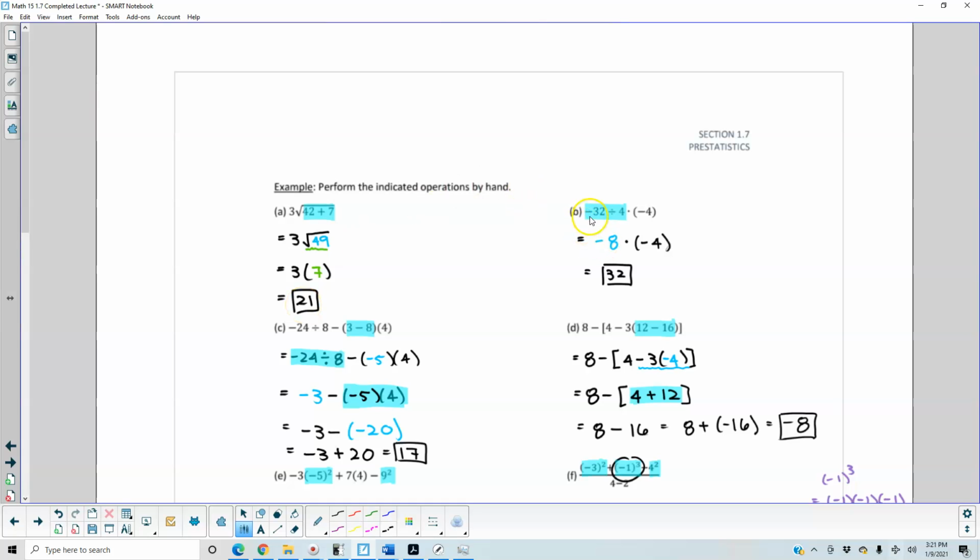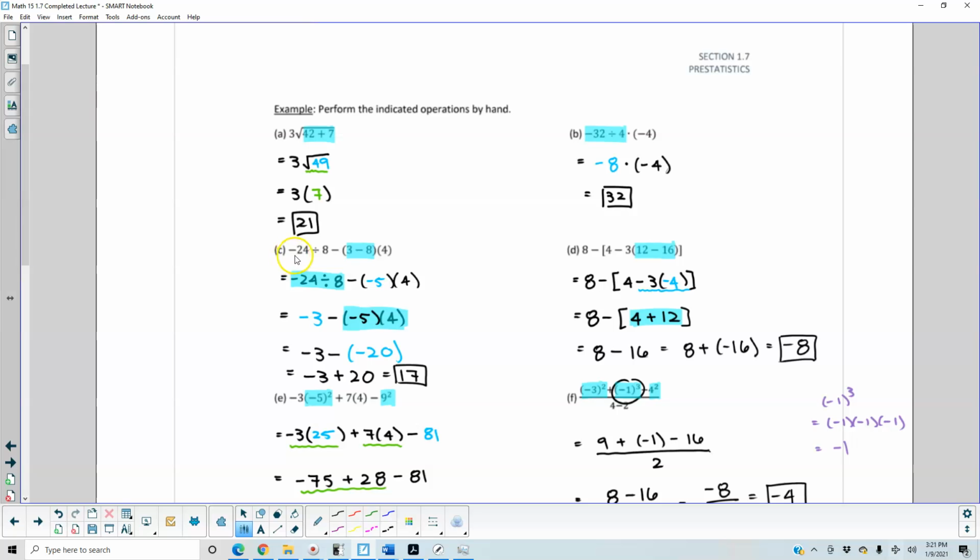In part B, we have negative 32 divided by 4 times negative 4. So we have division and multiplication as operations. So we need to go from left to right for whichever comes first. So we need to do division first. So negative 32 divided by 4 is negative 8. And then times negative 4 gives you positive 32.